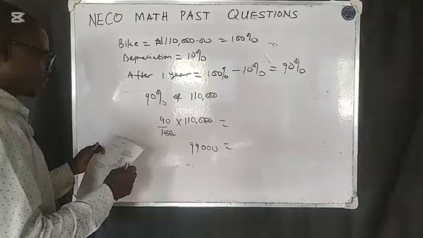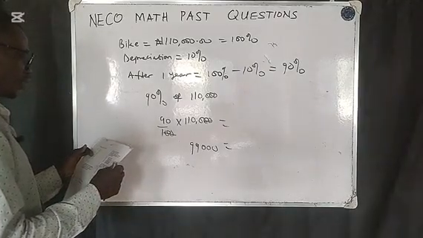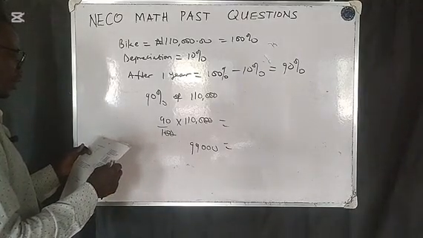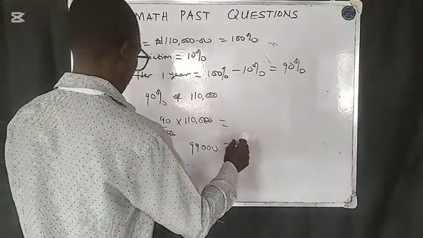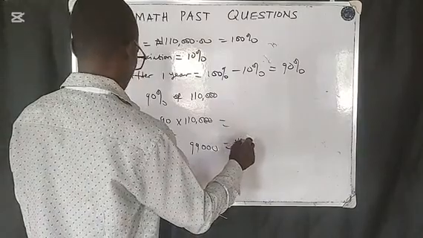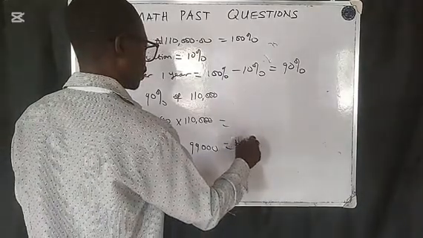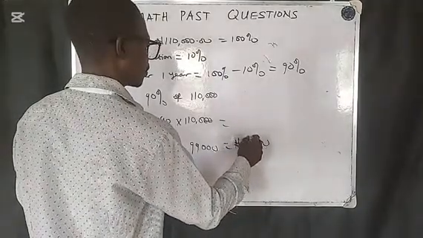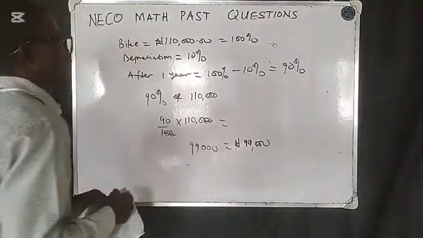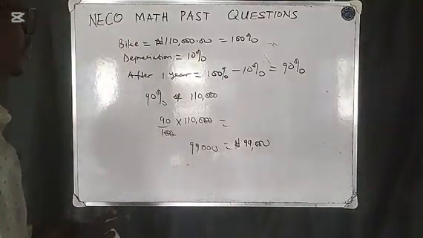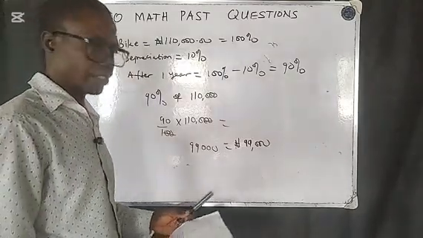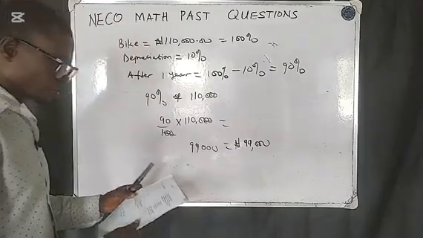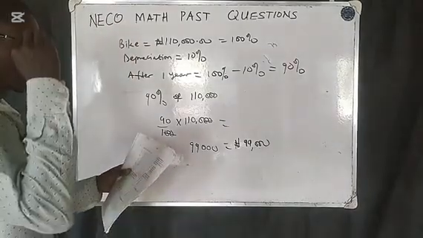So what will be its value at the beginning of the year? The value at the beginning of the year is going to be 99,000, because 10% is already gone out of the 110,000. The value of the bike will be 99,000 after a year. So let's move to the next question.